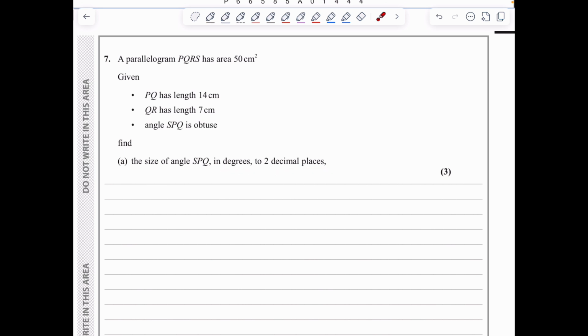Well, it makes sense to start by drawing PQRS. We've got all the measurements here, and we're trying to determine the size of the angle SPQ. It's the angle P here. We know that the area of this parallelogram is 50 square centimeters, so we know that the area of this parallelogram is given by the area of the triangle SPQ multiplied by 2.